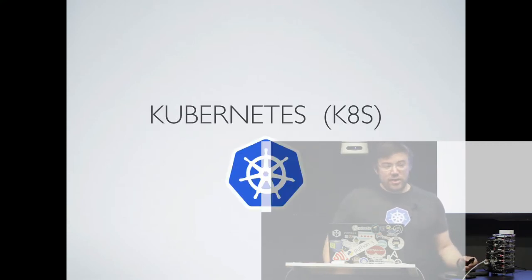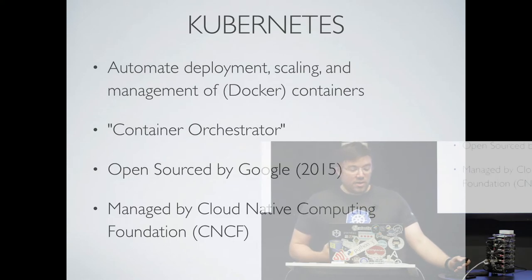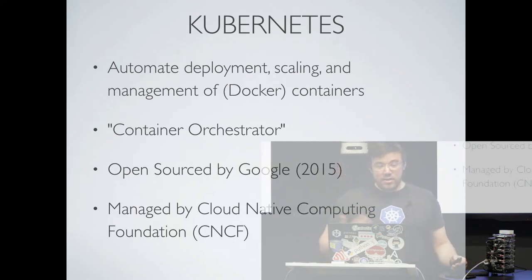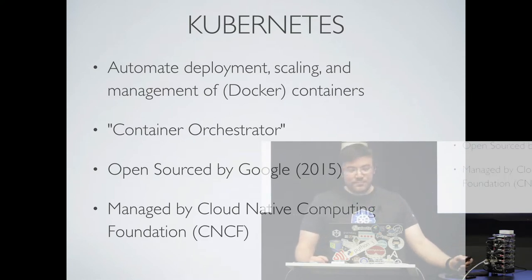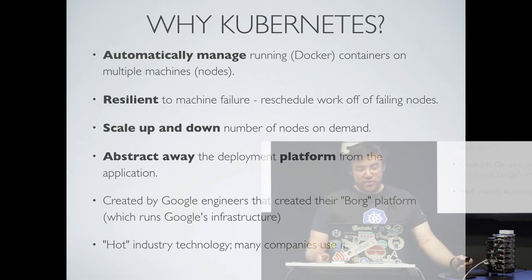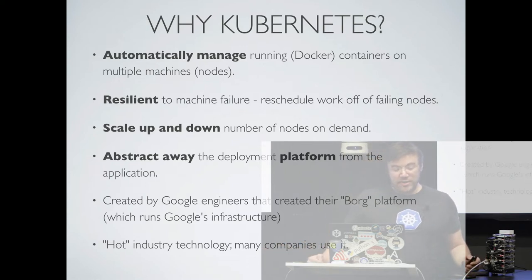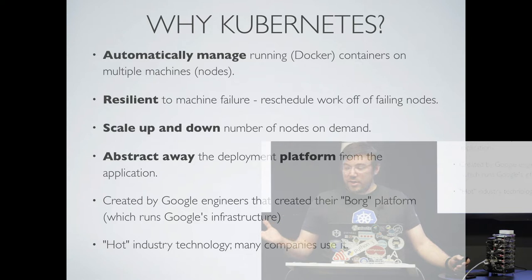So as a result, a few years later, Google came up with a project called Kubernetes, which was designed to address these issues. You could automate your deployments. You could automate scaling and descaling. So it's what's called a container orchestrator. And Google was nice enough to open source this around 2015. It makes your cluster of machines more resilient. You can automatically scale up and down the number of machines in your cluster. You can abstract the infrastructure away from your application. You just say, I want to deploy this application, and Kubernetes will take that specification and deploy your application wherever it has room to.